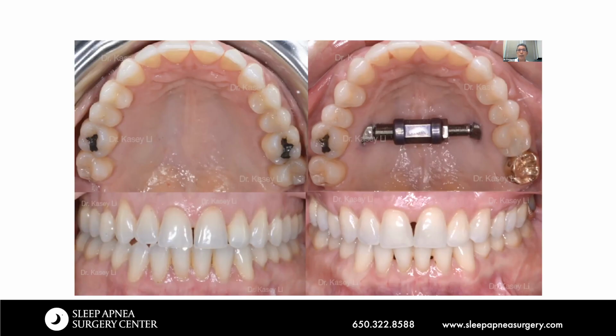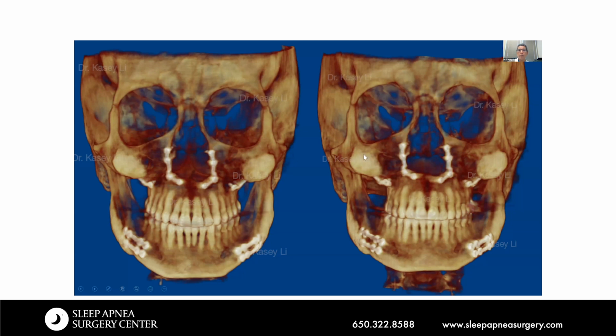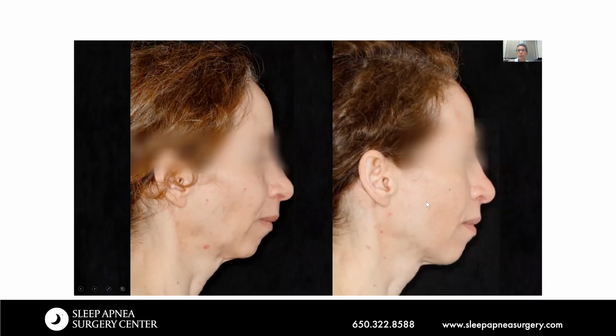I expanded her. I'm still expanding. She's in the middle of the expansion, but you can see she is opening up, on a 50-some-year-old. She's breathing better and sleeping better already. This is before. You can see opening up the mid-palatal suture on a 50-some-year-old.